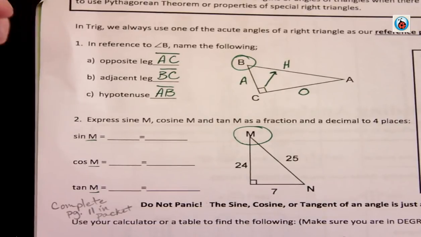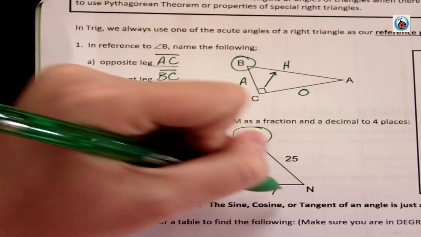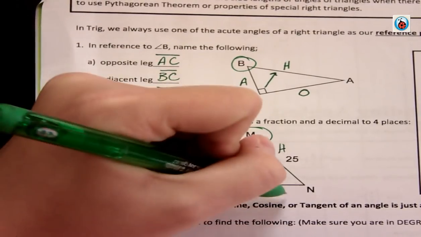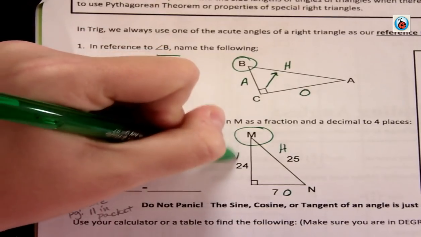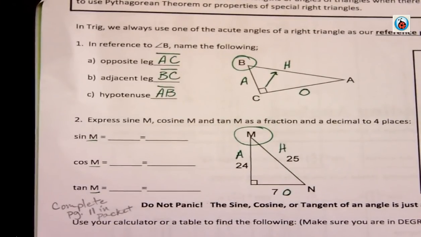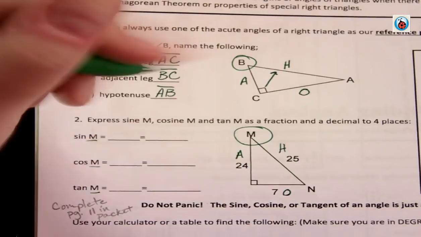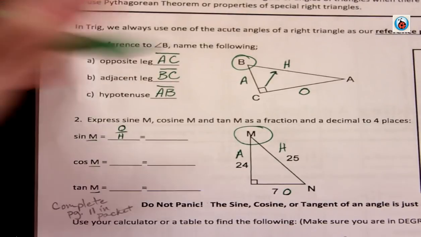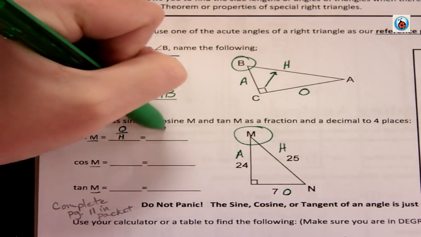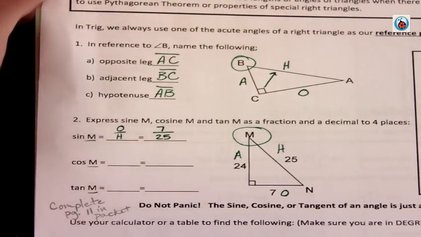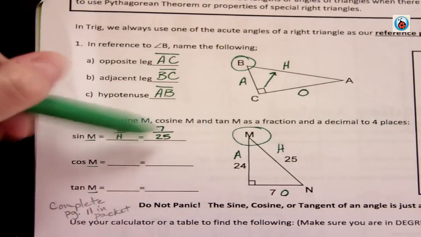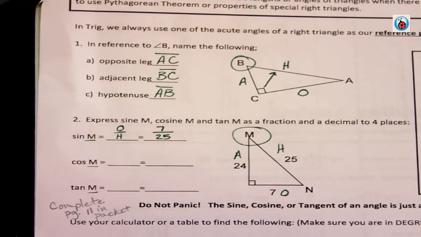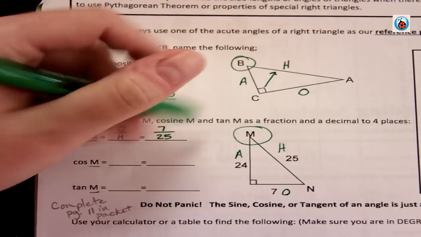Alright, so the opposite side. M is our reference angle, so we can go ahead and label the opposite side. Our hypotenuse is going to be the longest side. The opposite is the one that's furthest away. And the adjacent is the closest side to M. So sine equals O over H, which the opposite side is 7. And then the hypotenuse is 25. If this was simplifiable, if you could simplify, you would at this point. We can't simplify this, but don't forget that you would if you could.